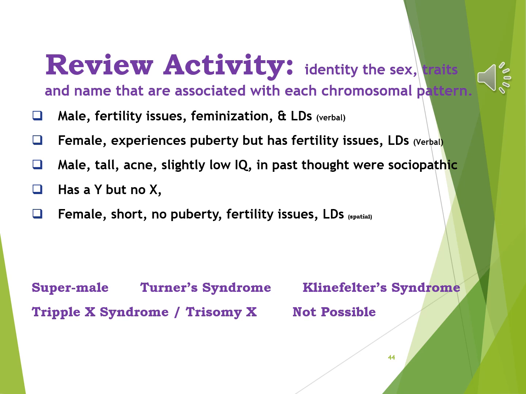This activity is similar to the other one, but goes at the same content at a different angle. So first one, male, so we know there's got to be a Y there. Fertility issues, feminization, that would be the extra X. So that would be Klinefelter syndrome.